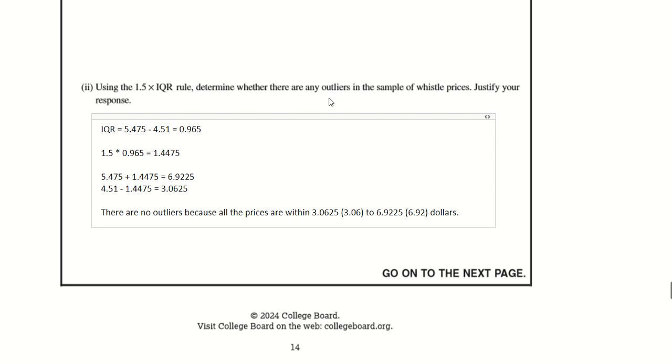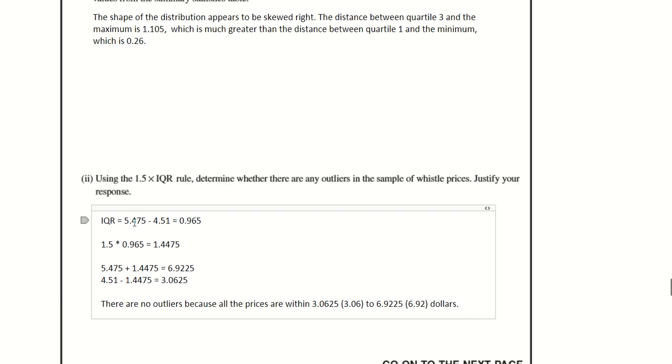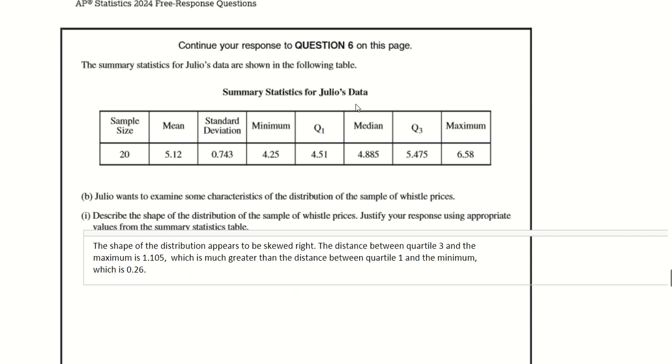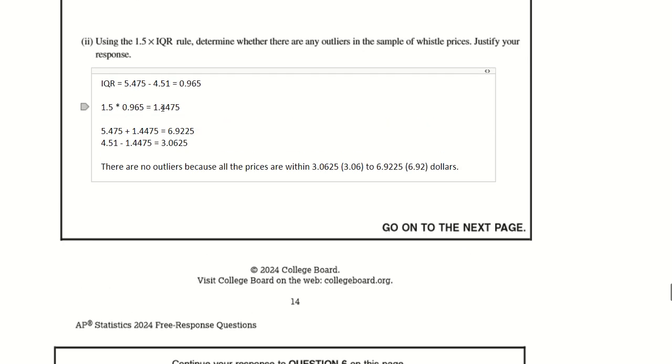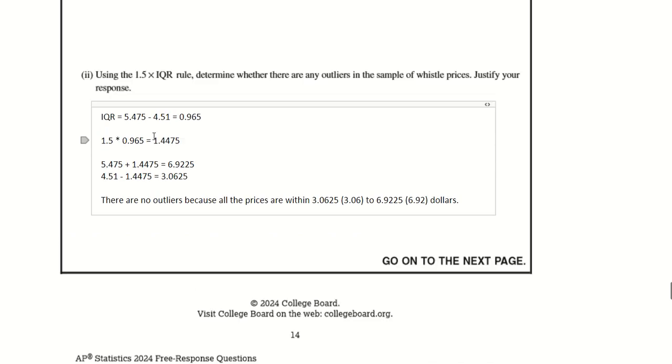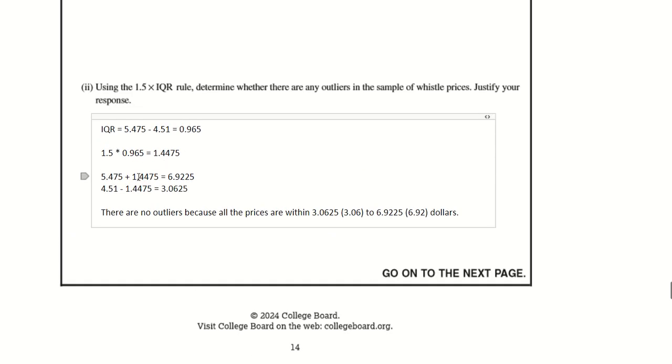And here we are determining if there are any outliers using the 1.5 times IQR rule. So the IQR is quartile 3 minus quartile 1, which is 0.965. Again, we have all these values on this table. And then we do the 1.5 times IQR rule, and that gives us 1.4475. So basically, we can add this to quartile 3, and that gives us 6.9225. Or we can do 4.51 minus 1.4475, 4.51 being our quartile 1, that gives us 3.0625.